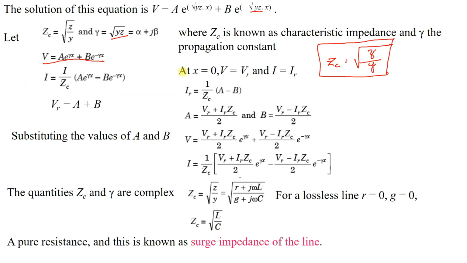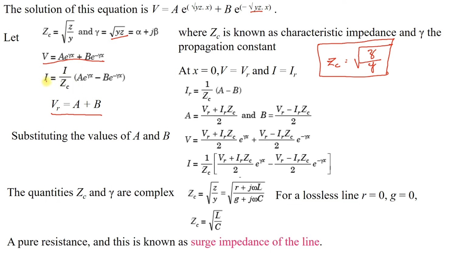So if we substitute the initial conditions at x equal to 0, we have V equal to Vr and the current I equal to IR, because at x equal to 0 we are at the receiving end. And when x is equal to L, we are at the sending end. If you substitute x equal to 0 here, you have A into e raised to 0 plus B into e raised to 0, that is Vr is equal to A plus B. We get this equation when we substitute the values for x. And when you substitute I equal to IR, you have this relation.